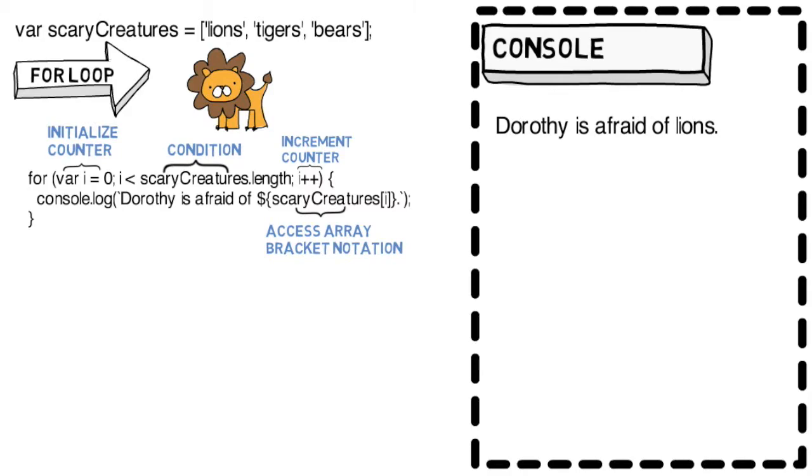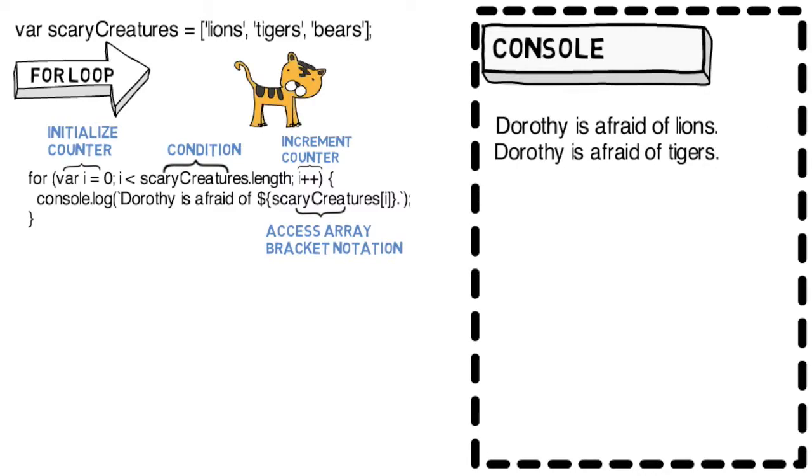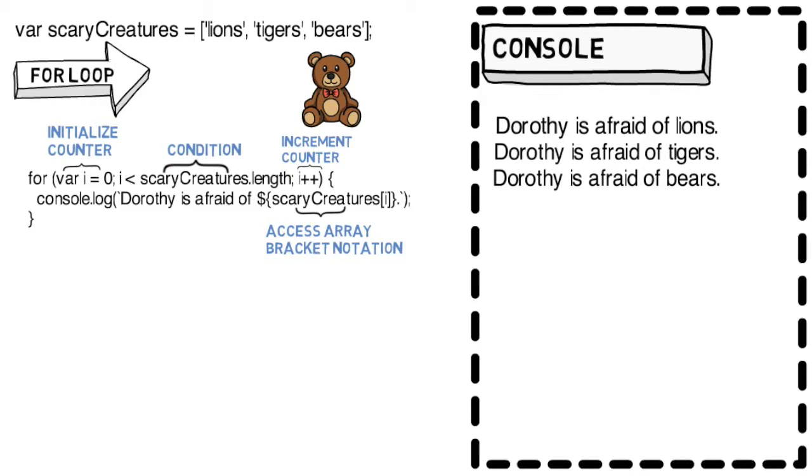So we print out the message, Dorothy is afraid of lions. In our second loop, i is set to 1, and scary creatures at index of 1 is tigers. So we print out the message, Dorothy is afraid of tigers. In our third loop, i is set to 2. Scary creatures at index of 2 is bears. So we print out the message, Dorothy is afraid of bears. Then i is incremented to 3. And we don't meet our condition because 3 is not less than scaryCreatures.length, which is also 3. So we end our loop.